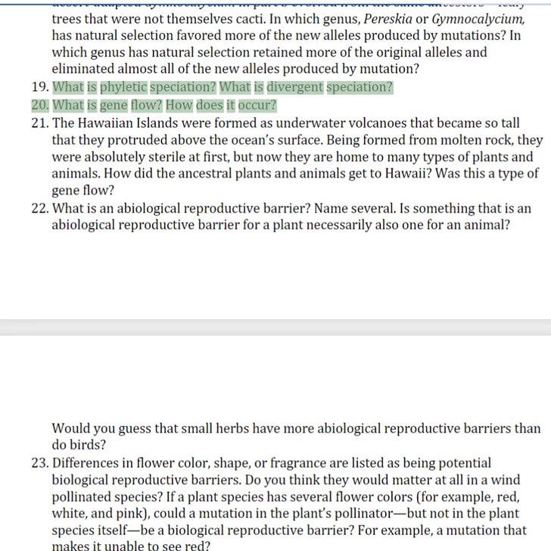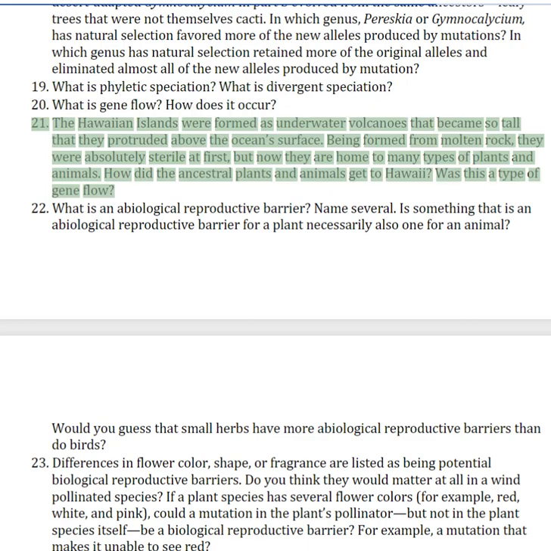What is divergent speciation? 20. What is gene flow? How does it occur?